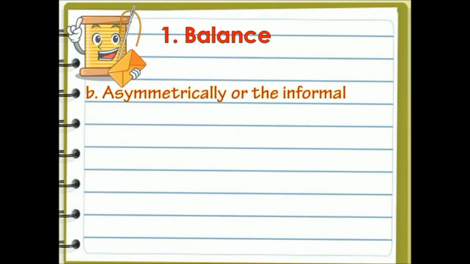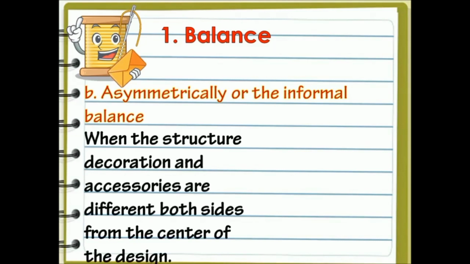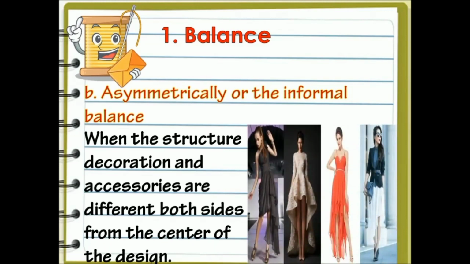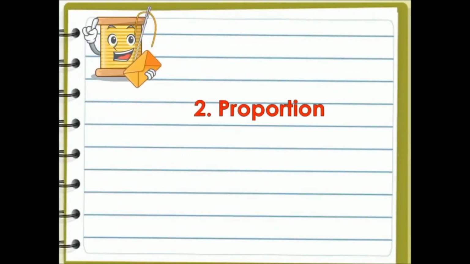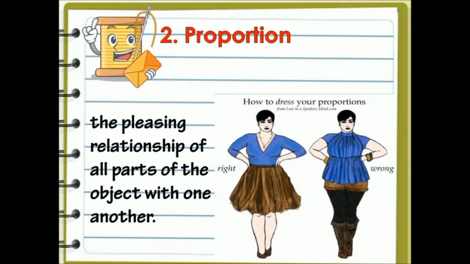Second, we have asymmetrical or informal balance, when the structure, decoration, and accessories are different on both sides of the center of the design. The examples are the pictures shown. Next to balance, we have proportion: the pleasing relationship of all parts of the object with one another. The picture shown is an example of how to dress your proportions.